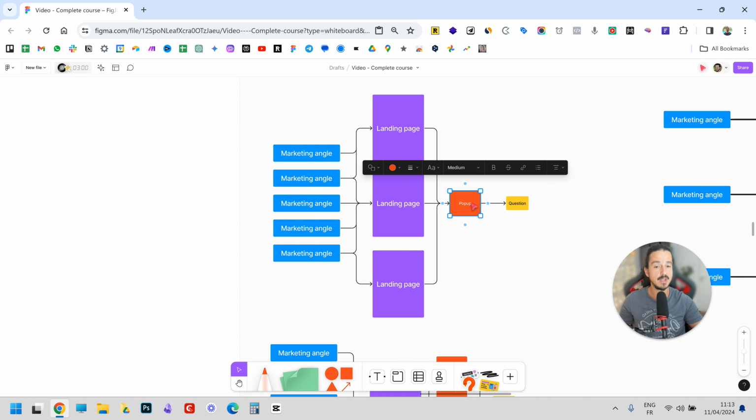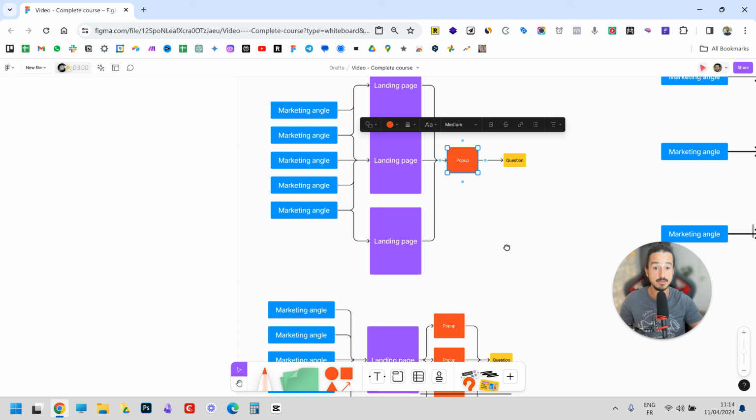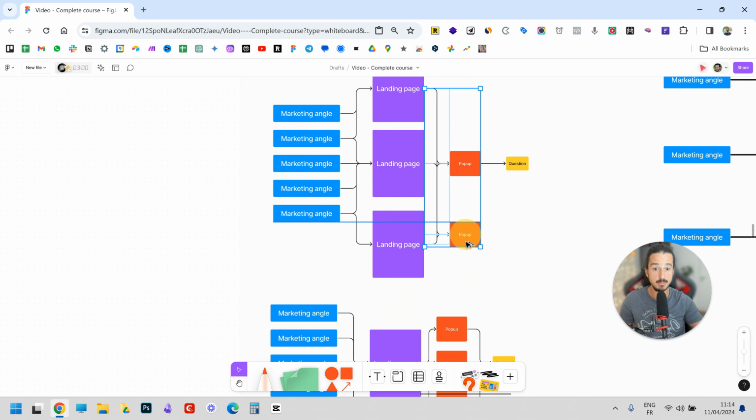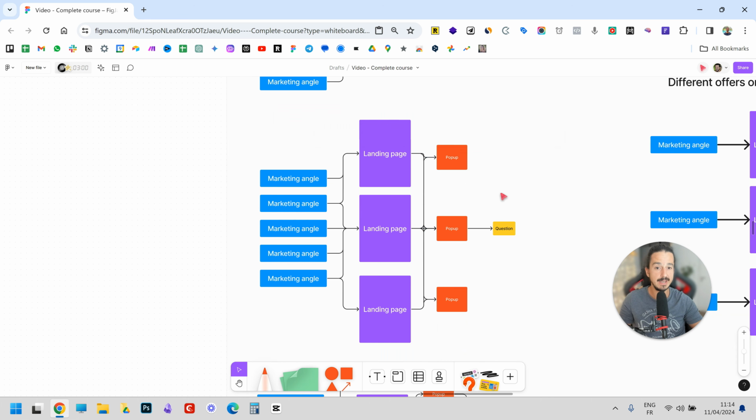They can all lead to the same pop-up that says, hey, do you want to help us out to create the solution? Or they can also lead to a different pop-up, each of them. That's also possible. That is for you to decide. Obviously, the more variations you create, the longer it will take to create them.